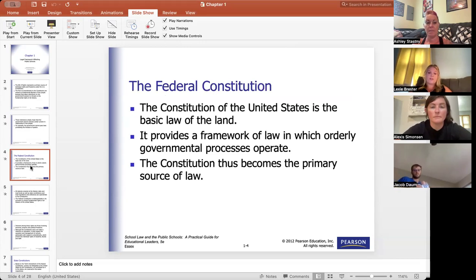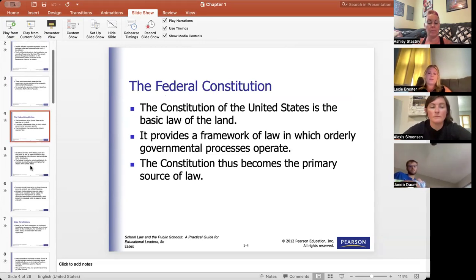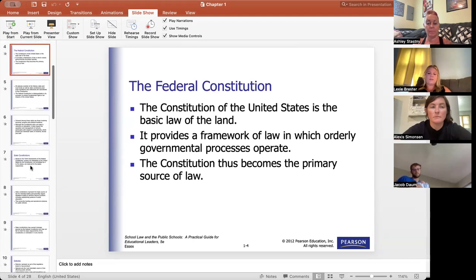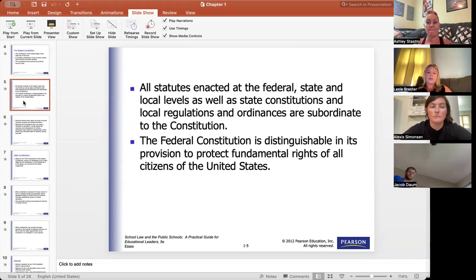The federal Constitution is the basic law of the land of the United States, which provides a framework for how the processes of government operate, and the Constitution thus becomes the primary source of law. All laws enacted at the federal, state, and local levels, as well as state constitutions and local regulations and ordinances, are subordinate to the Constitution.